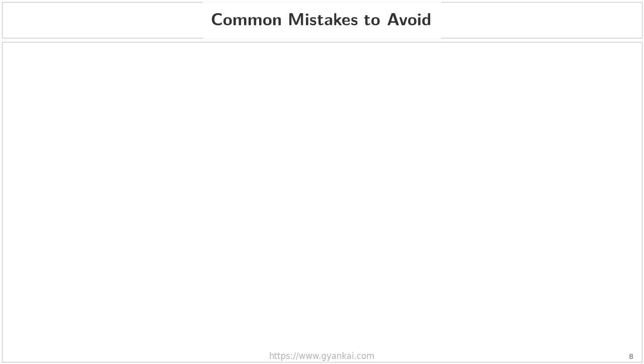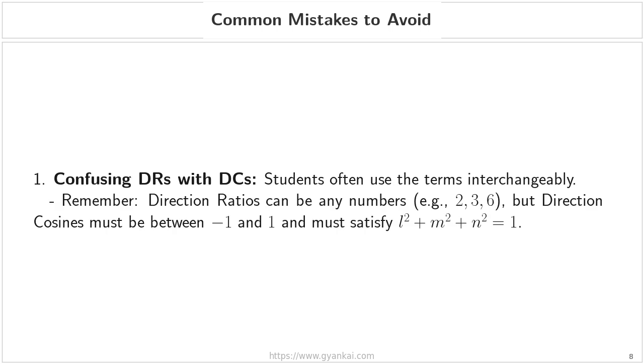Now, before we wrap up with our final summary, I want to pause and discuss some common pitfalls. I've seen many students stumble on these specific points during exams, so please pay close attention. First, a very common mistake is confusing direction ratios with direction cosines. It is easy to use these terms interchangeably in your head, but mathematically, they are quite different.